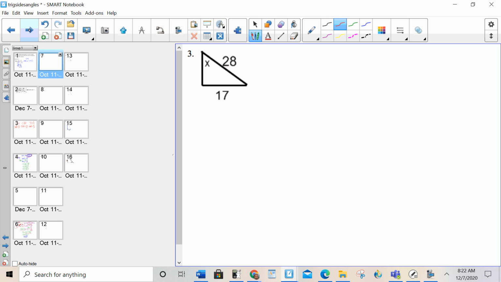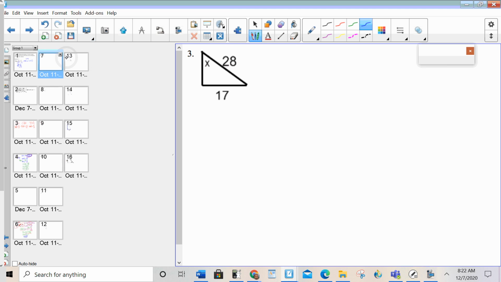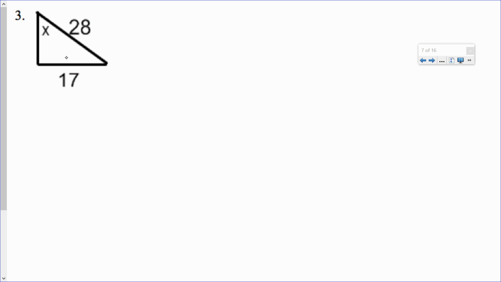All right, now number 3, I want you to start doing this partially on your own. So I want you to do step 1, take about 15 seconds, draw the angle in, label your H, your A, and your O. Take about 10 to 15 seconds to do that.